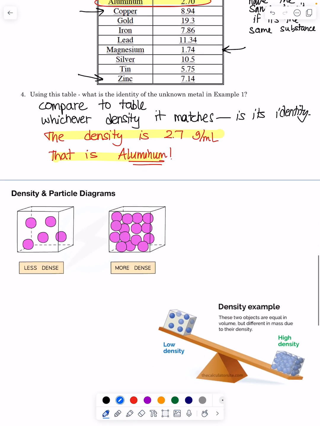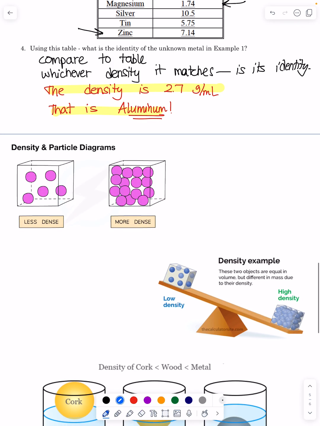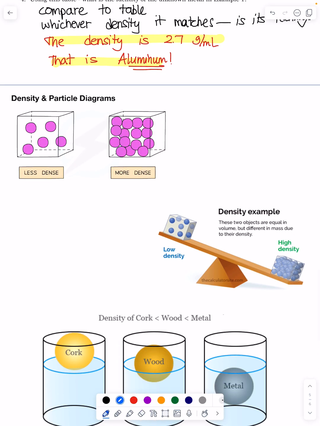All right, let's talk about drawing particle diagrams. So here are two particle diagrams. Let's say we'll make a circle equal to 1 gram, and let's say the box is equal to 1 milliliter. We could look at both of these things and say this is more dense, this has a higher density, and this other one has a lower density.